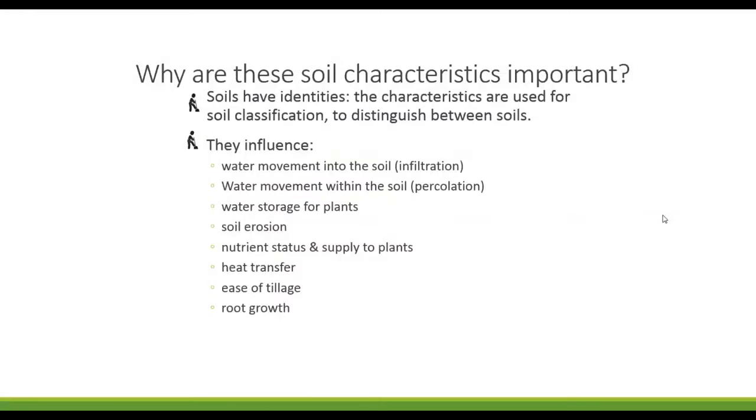activity. And lastly, before I hand over to Rachel, why are these soil characteristics important? Well, in addition to classification and identification of soils, they are pretty important when it comes to the environment, because as you answered in the poll question, water movement into the soil, within the soil, and water storage for plants depends on these characteristics. Soil erosion is also influenced by these characteristics. If the soil is loose, it's easier to be eroded by water or even by wind for that matter. And it's also important for heat transfer, for the ease of tillage, and for root growth.